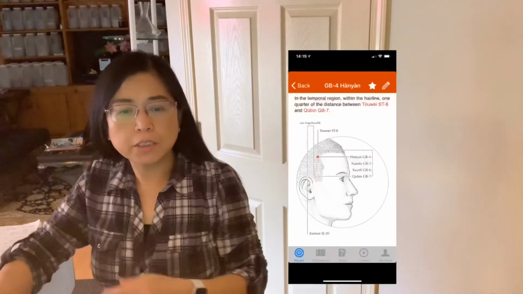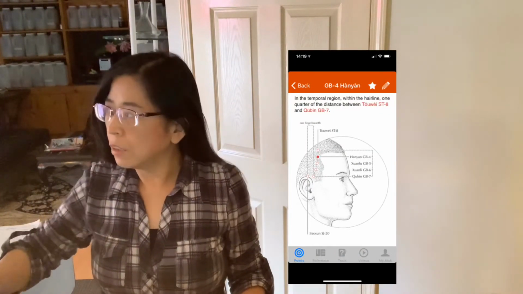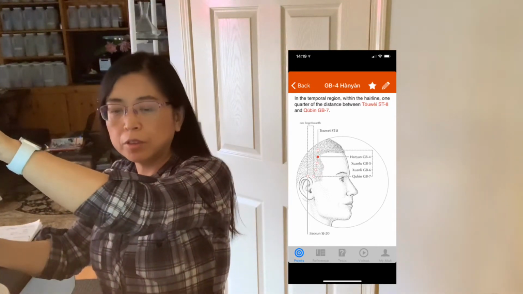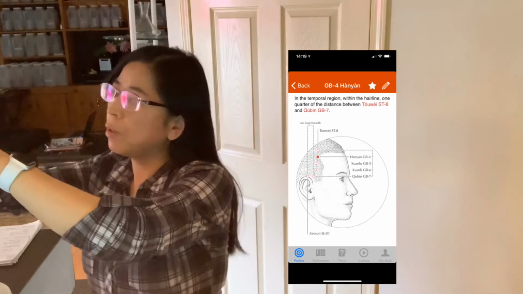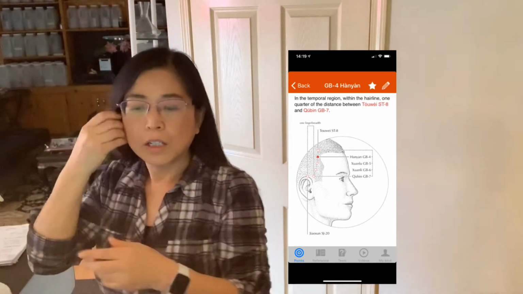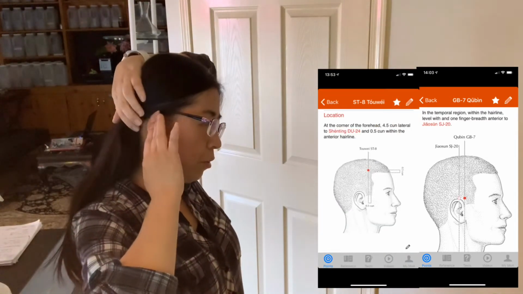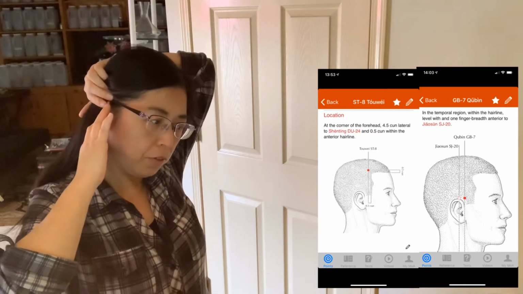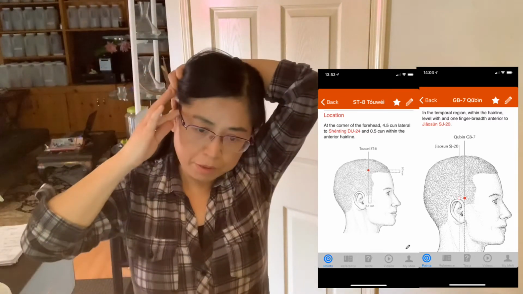For the apex headache, we use gallbladder 4. It's a quarter of the distance from stomach 8. We mentioned it already, twice today. And gallbladder 7, which is 1 finger breadth anterior to the apex of the ear. When you fold the ear forward, you can find the apex of the ear, and 1 finger breadth anterior to it is gallbladder 7.